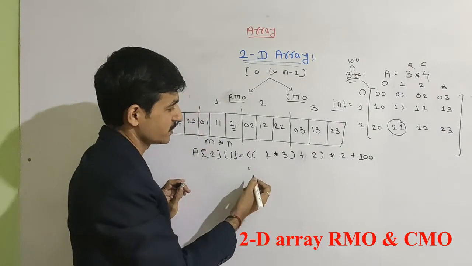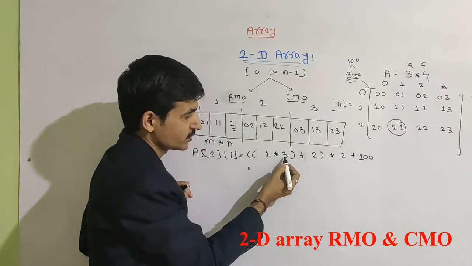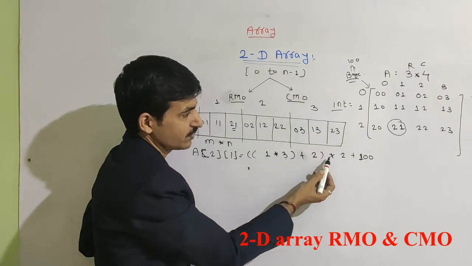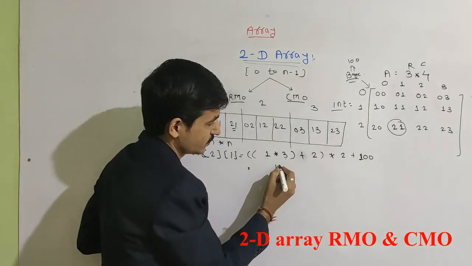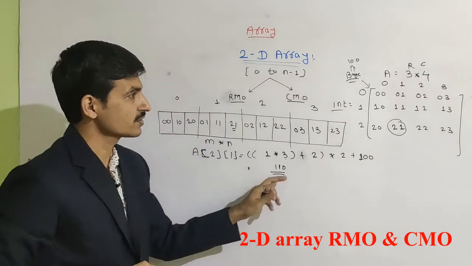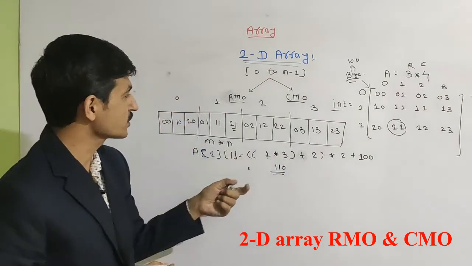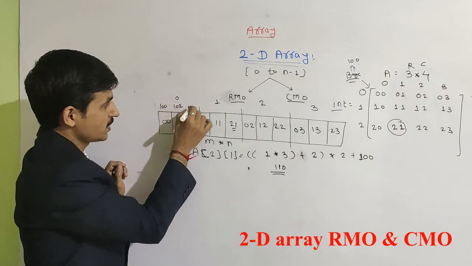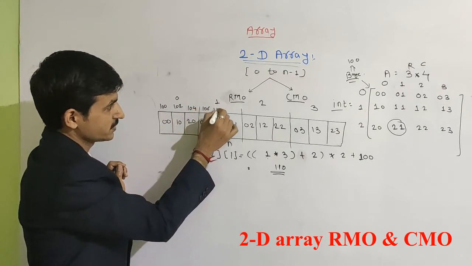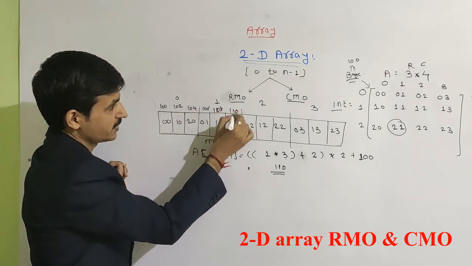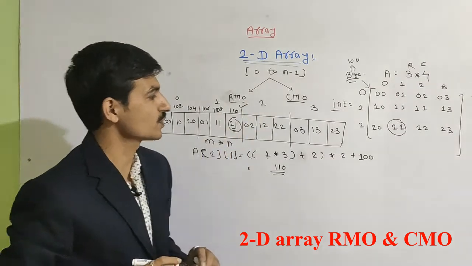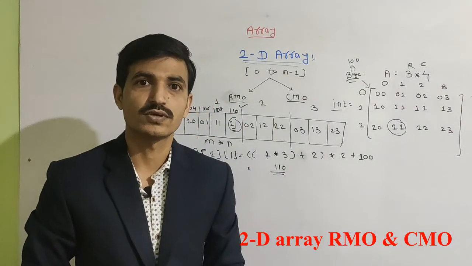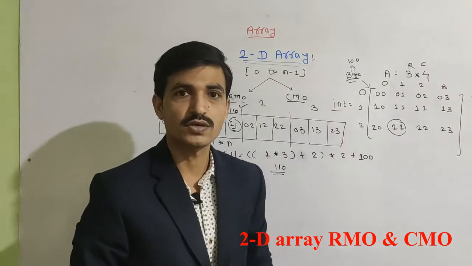Now we will substitute the values. We calculate 1 into 3, 3 plus 2, 5 into 2 is 10, and plus 100 is 110. So at this location this particular element is stored. Now we will cross check: the first element is stored at location 100, next will be 102, 104, 106, 108, 110. So here I get the location 110, and at that location this particular element is stored. So this is the way we can calculate column major order.